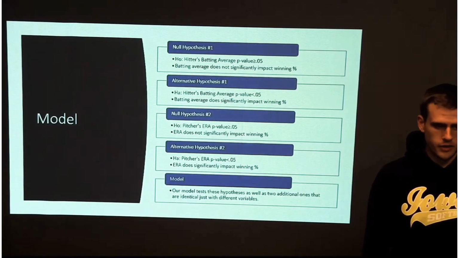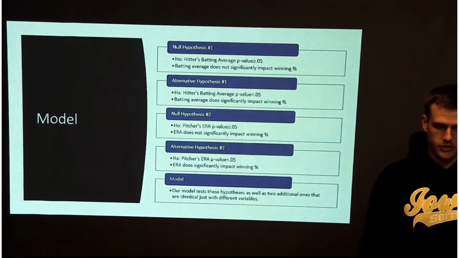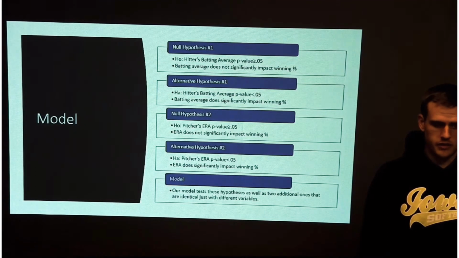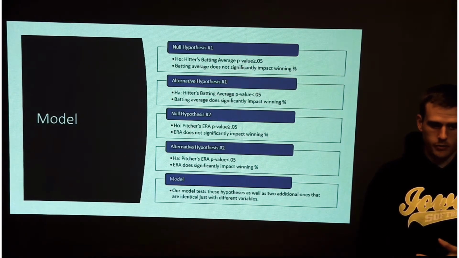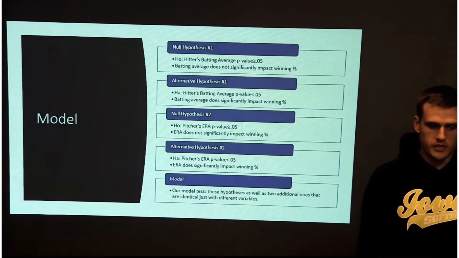Going into this, we thought that there would be a couple variables that were going to be significant. So, for example, we thought hitters' batting average was going to be significant, as well as ERA for the pitchers. And we determined that if the p-value was lower than 0.05 for those, then they would be deemed significant.